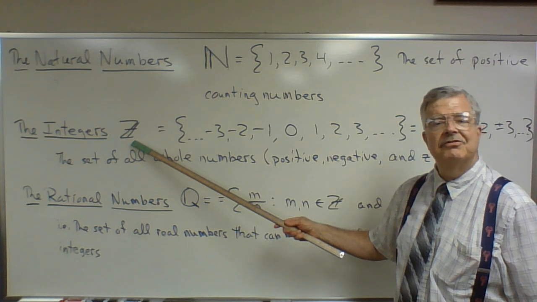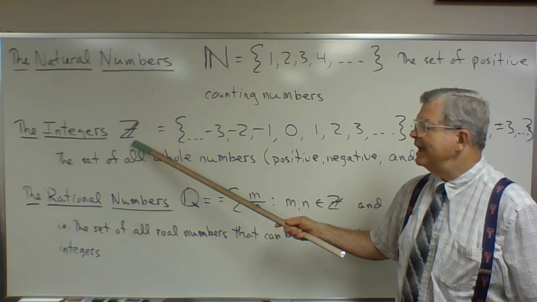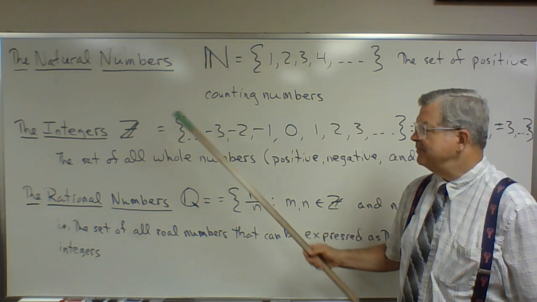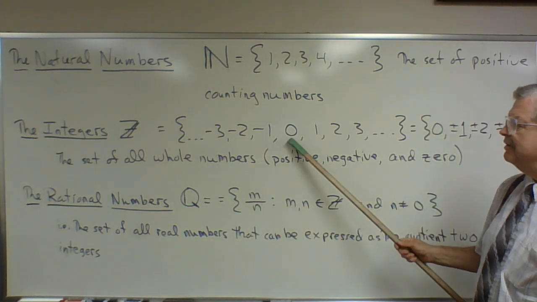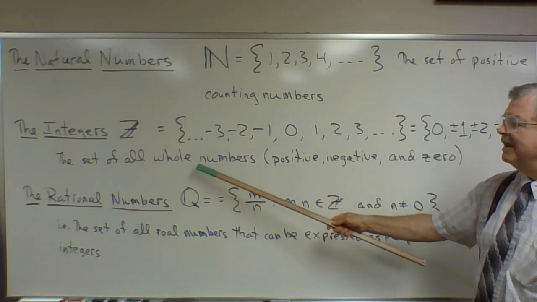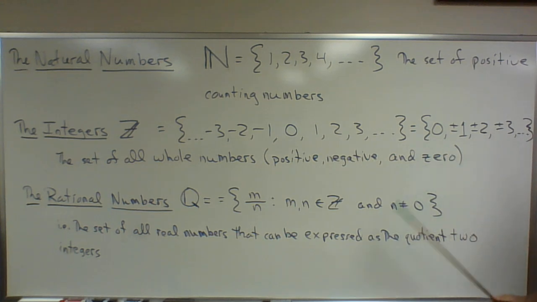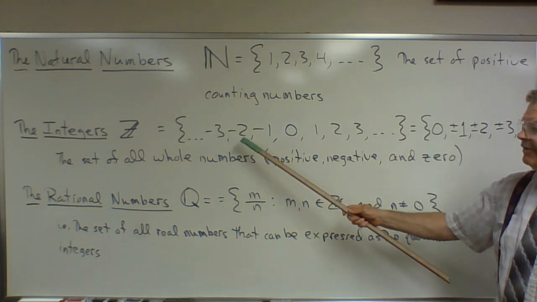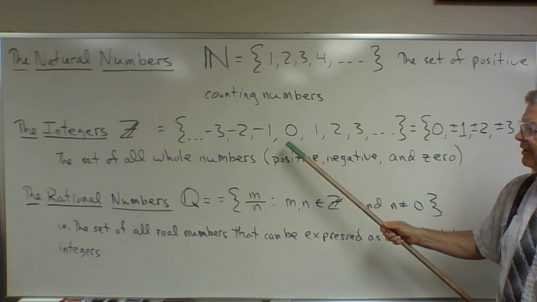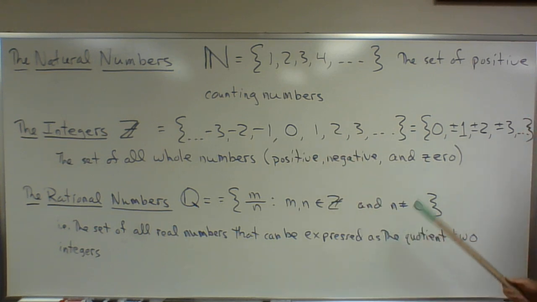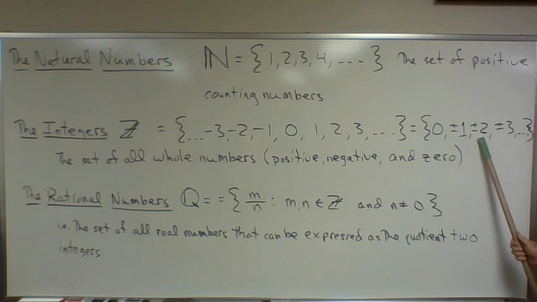The next set that we're going to look at is the set of integers. And the set of integers is denoted by a bold-faced capital Z. The integers are the set of all whole numbers, positive, negative, and 0. So it contains the negative whole numbers, 0, and the positive whole numbers. And I guess we could also represent the set in roster form this way as well.